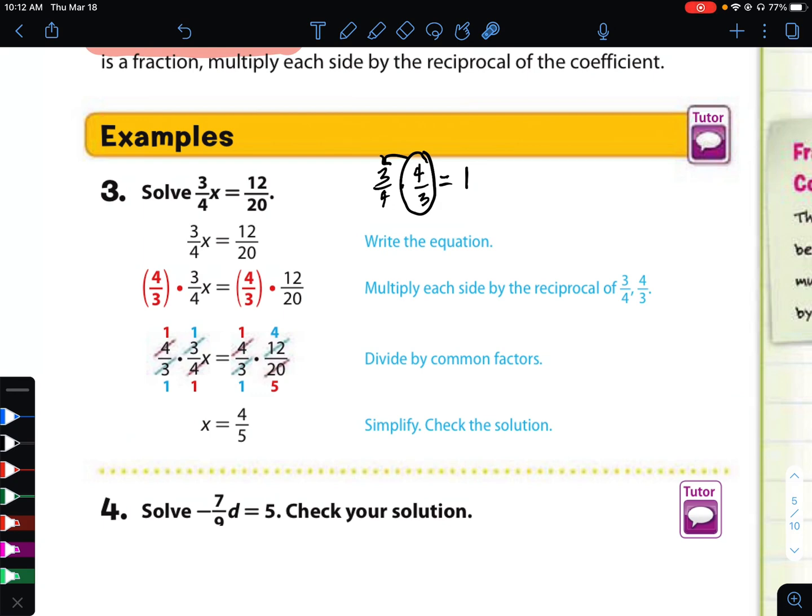Okay, now we'll be checking our solution on our own this time so that we can save time in this problem. Okay, so the solution is x equals 4 over 5.